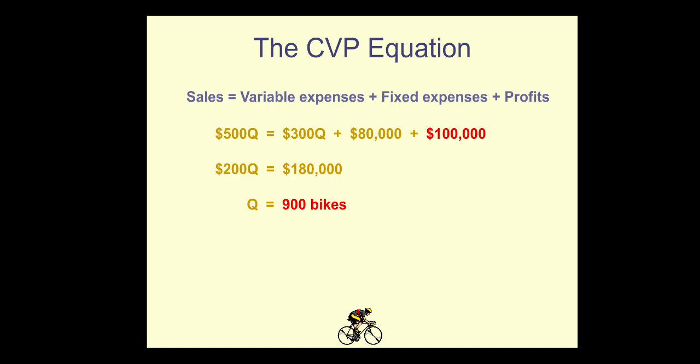So you solve the equation. If you solve the equation, 200Q equals $180,000. Q equals 900 bikes. So this calculation shows that if Win Bicycle Company wants to achieve $100,000 profit, the company has to sell 900 bikes. That is the thing that the business has to do.